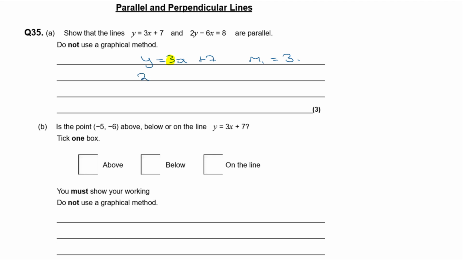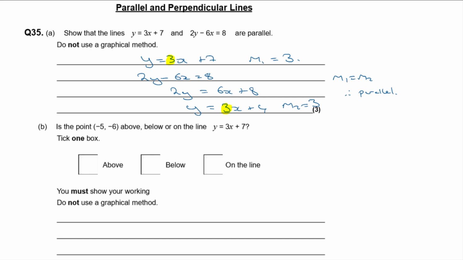And for the second equation, 2y minus 6x equals 8. Rearranging, that's going to give me 2y equals 6x plus 8. And dividing everything by 2, I'm going to get y equals 3x plus 4. So the gradient of this line is that value there again in front of the x. So m2 is equal to 3. So we found that m1 equals m2. Therefore, they are parallel. Okay.